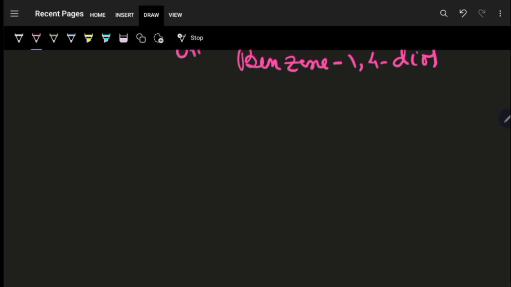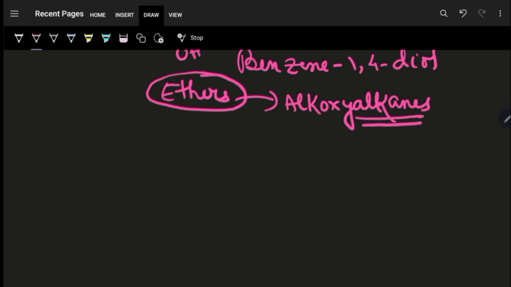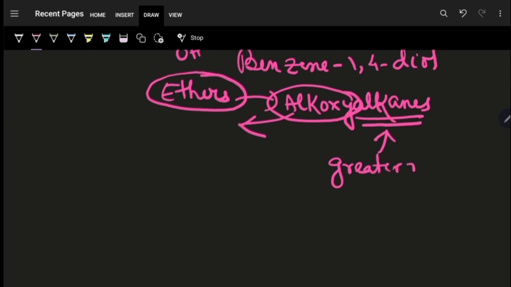Now, naming of ethers. When we name ethers, we have to name them as alkoxyalkanes. Keep in mind that the alkoxy is the derivative substituent and the alkane is the parent chain. This system should contain the greater number of carbon atoms.